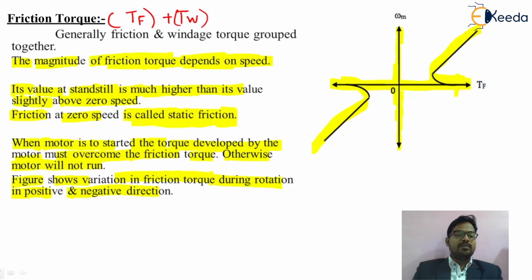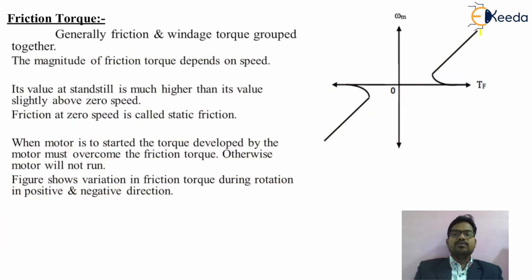So what do I mean by the positive value of the friction torque? Now I can show you. This will be the value of the positive friction torque. This will be the value of the positive direction friction torque, which will be indicated by TF in the positive direction.